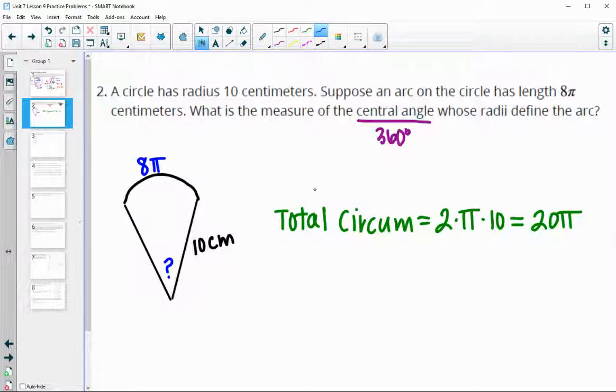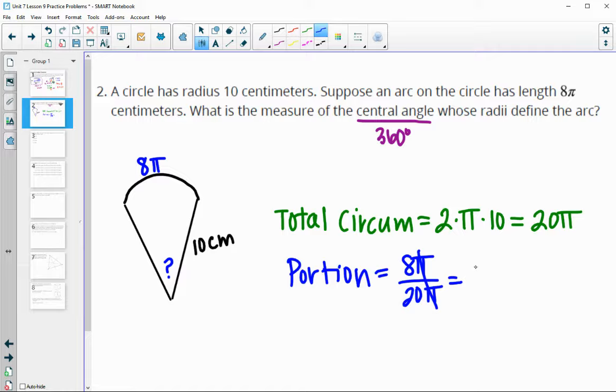So what is the portion of the circle we have? Okay, so the portion that we have is 8 pi out of 20 pi. So comparing the part that we have to the whole thing. So part of the arc is 8 pi that we have compared to the total of 20 pi. So those pi's will cancel. And then 8 over 20, both divide by 4. So 8 divided by 4 is 2, and 20 divided by 4 is 5. So we have 2/5 of the total circle.